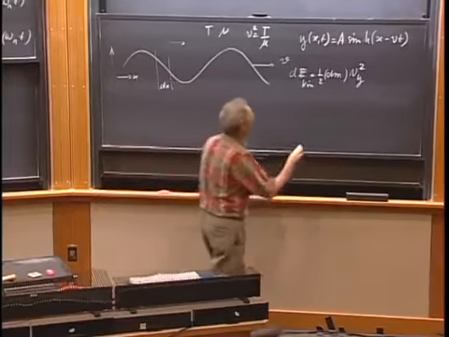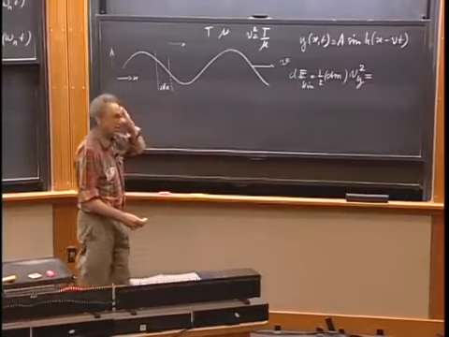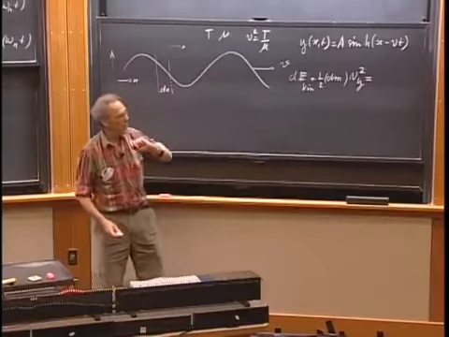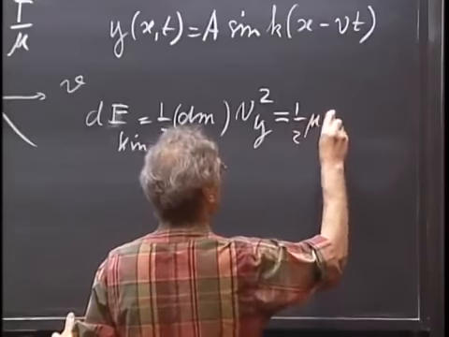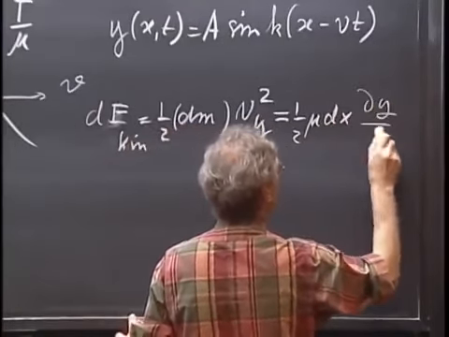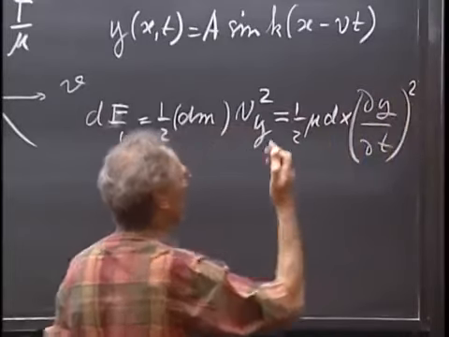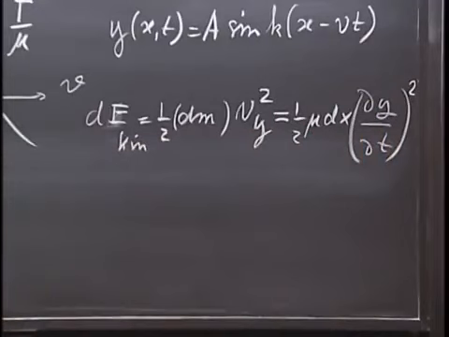So I can write this down. dm is obviously mu times dx. If I have a length dx here, and I have mu kilograms per meter, so I get here 1/2 mu times dx. And for this, I write down (∂y/∂t) squared. This is the velocity in the y direction. And I use partial derivatives because I do it at a given location for x.